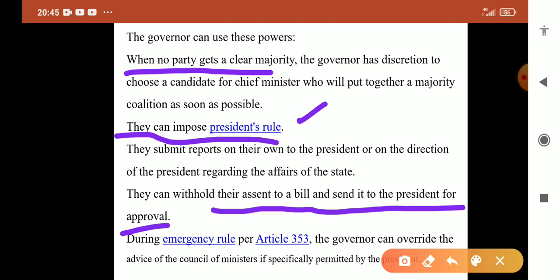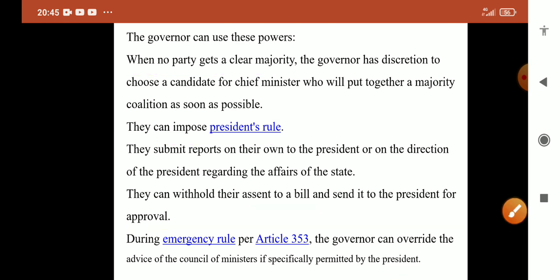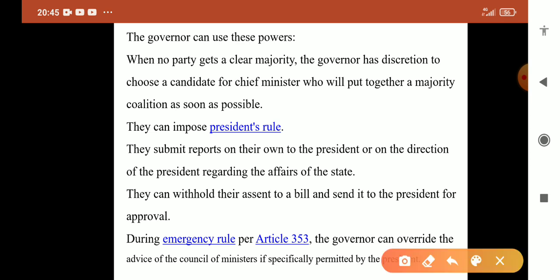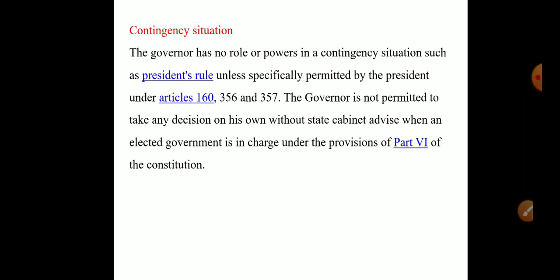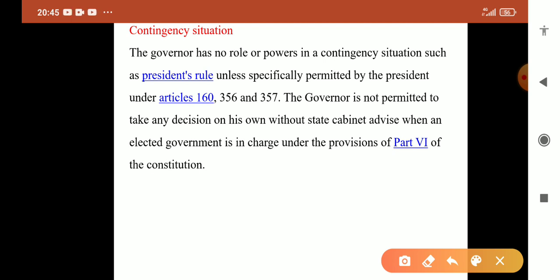During emergency rule, as per Article 353, the governor can override advice of the Council of Ministers if specifically permitted by the president. तो इस सिचुएशन में जो है गवर्नर्स की पावर सुप्रीम हो जाएगी एज पर द परमिशन ऑफ द प्रेसिडेंट. In contingency or emergency situations, the governor has no role or power in situations such as president's rule unless specifically permitted by the president under Article 160 and 356 and 357.